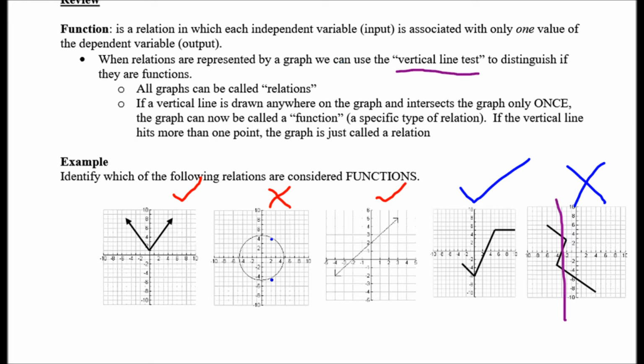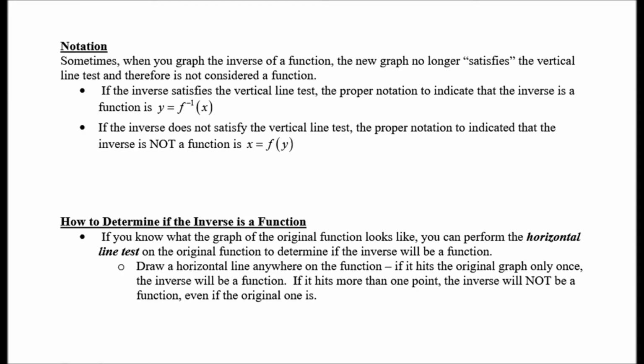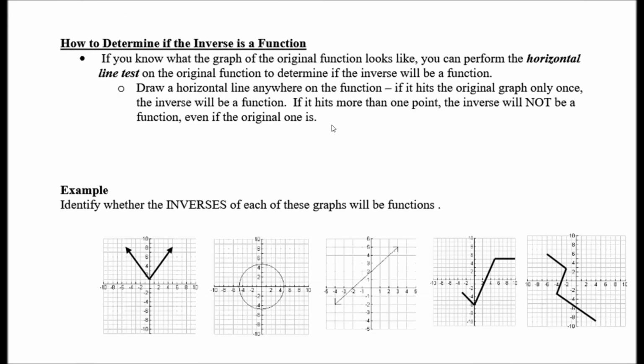Okay, fine, next page. What do we got here? Oh, good. So I've been discussing this. If the inverse satisfies the vertical line test, then we can use this notation. If the inverse does not satisfy the vertical line test, then we have to use this notation. Now, I'll teach you how to figure this out in a second. But the diploma will use both of these notations simultaneously if they can, and you need to recognize both of them.